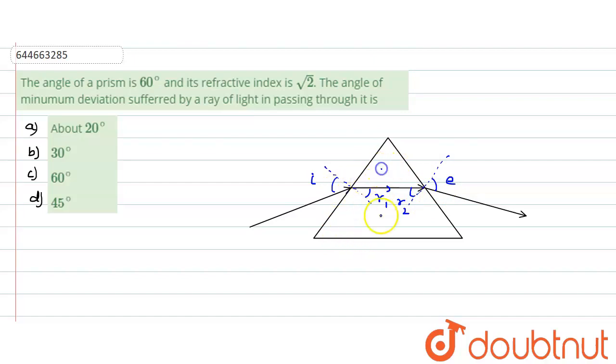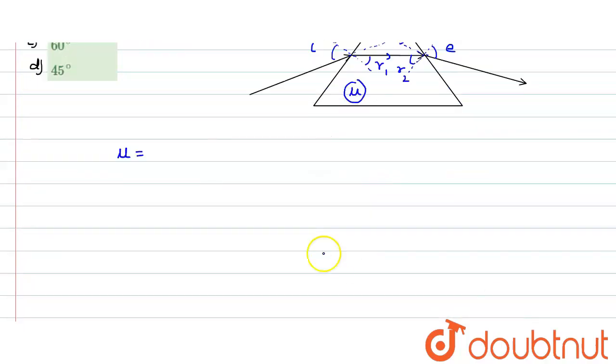So for example, if mu is the refractive index of the prism and A is the angle of the prism, this angle is A. And what would be delta m? If we extend this line and proceed backward, this would be our delta m, the angle of minimum deviation. So connecting all these things, our refractive index mu is equal to sine of (A plus delta m) divided by 2, divided by sine of A by 2. This is the standard formula for the case of minimum deviation.